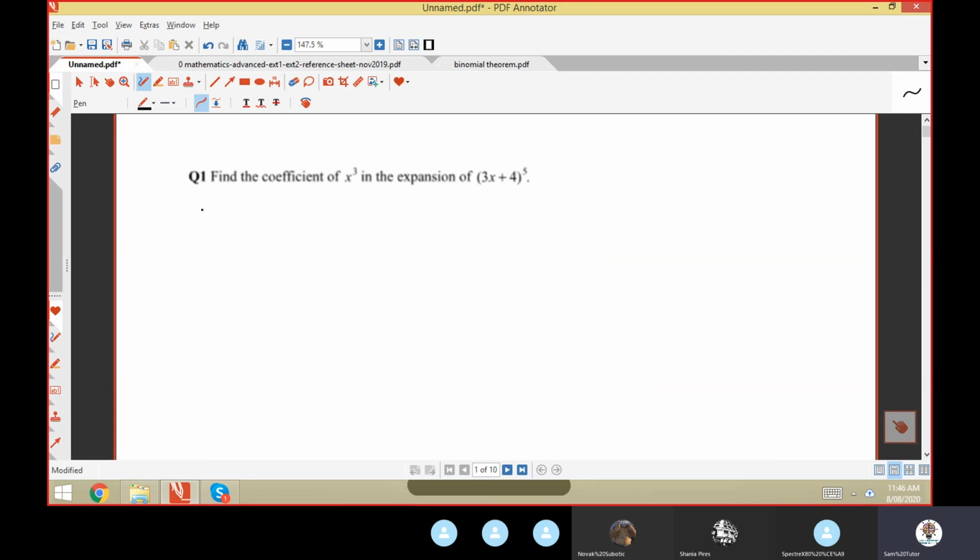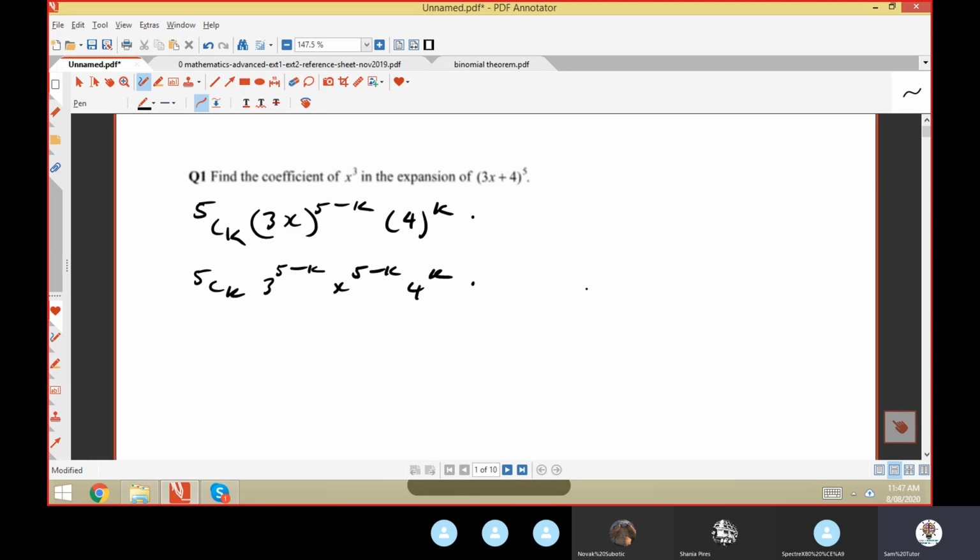Let's see if you guys got it out, up to the first stage. 5 choose K, 3x to the power of 5 minus K, 4 to the power of K. And then 5 choose K, 3 to the power of 5 minus K, 4 to the K. And then you want x cubed. So therefore K would need to equal 2, and then the answer is just 5 choose 2, 3 to the power of 5 take away 2, yep, it's 3, and then 4 to the power of 2.